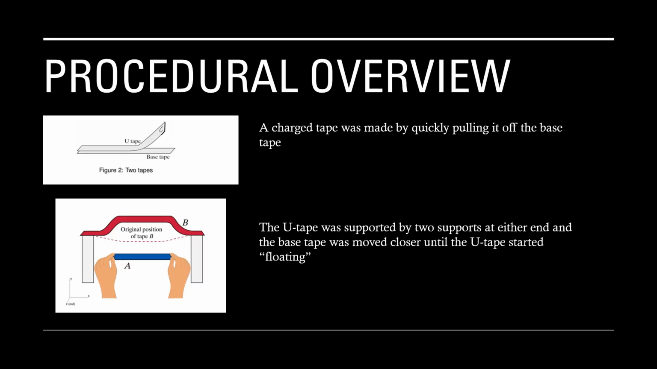Procedural overview. A charged tape was made by quickly pulling it off the base tape. The U-tape was supported by two supports at either end, and the base tape was moved closer until the U-tape started floating.